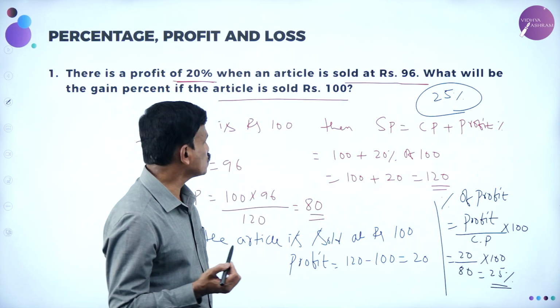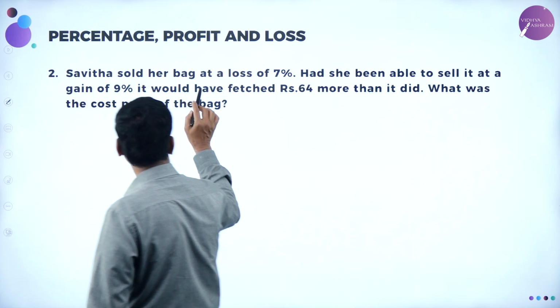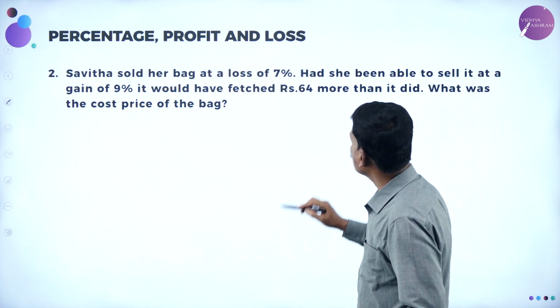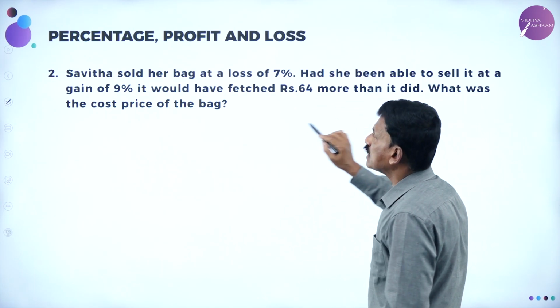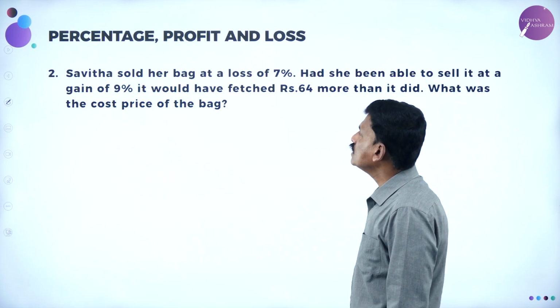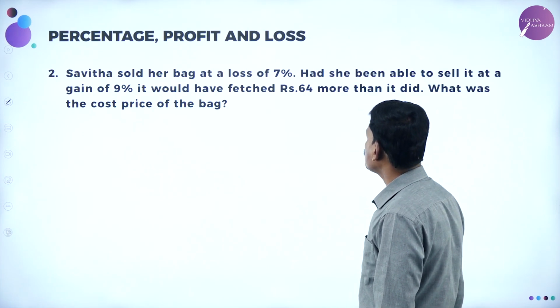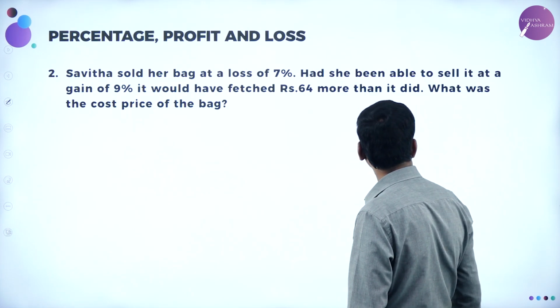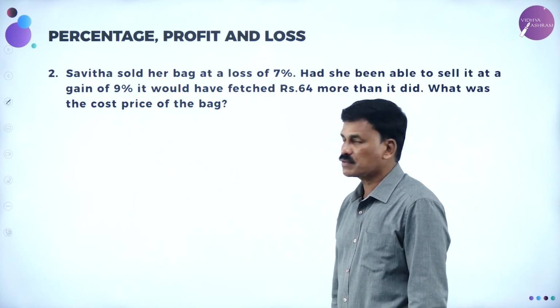Now, let us move on to the next problem. Savita sold her bag at a loss of 7%. Had she been able to sell it at a gain of 9%, it would have fetched rupees 64 more than it did. What was the cost price of the bag?